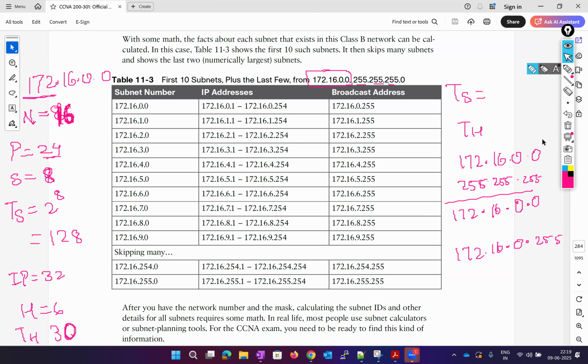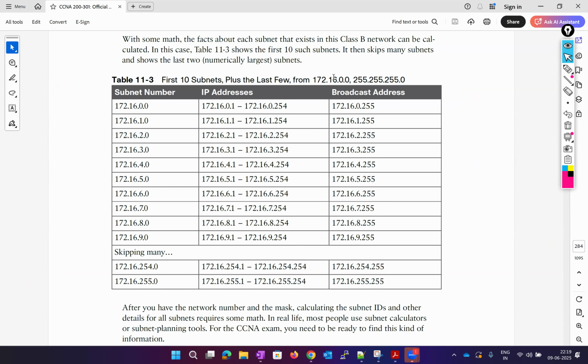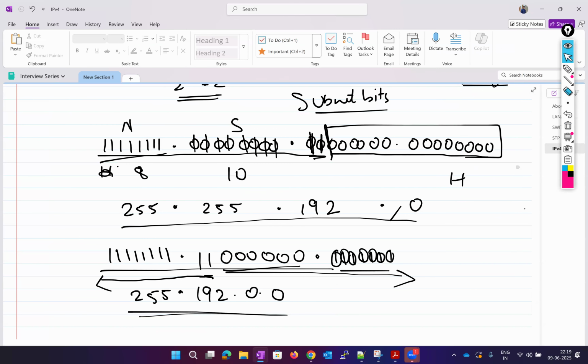I hope you're getting this point. First, with this IP address, let us go from the start. With this IP address, let's try to find out what is the network ID and what is the broadcast ID. Okay. Yes, sir.